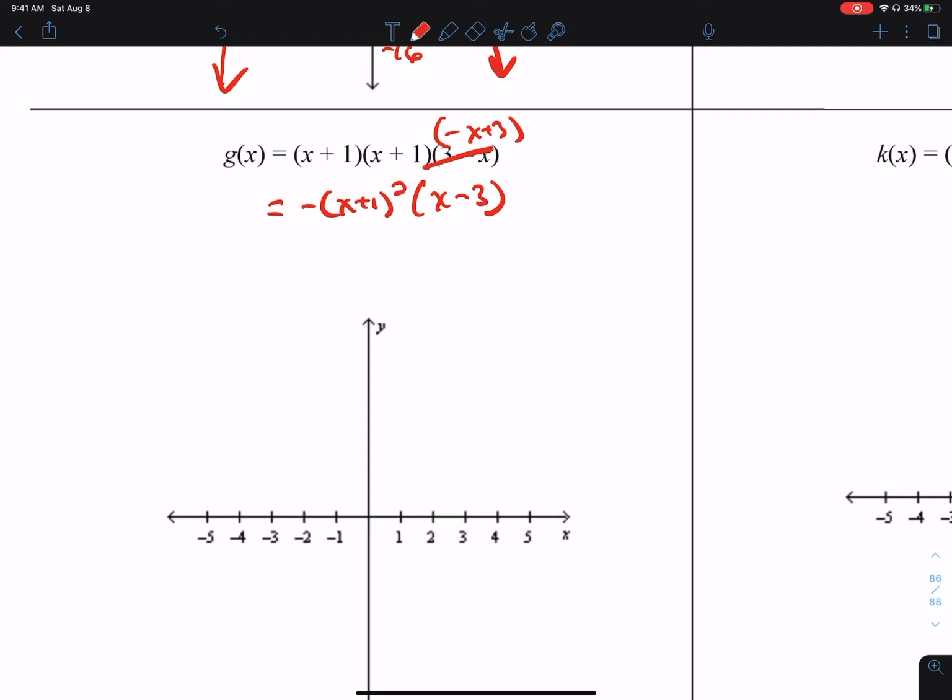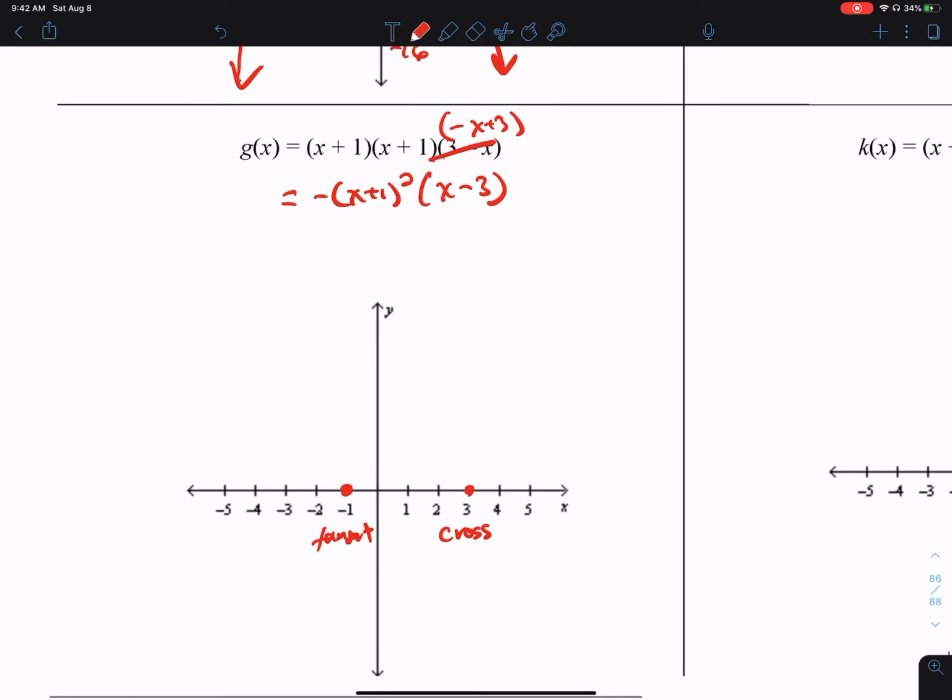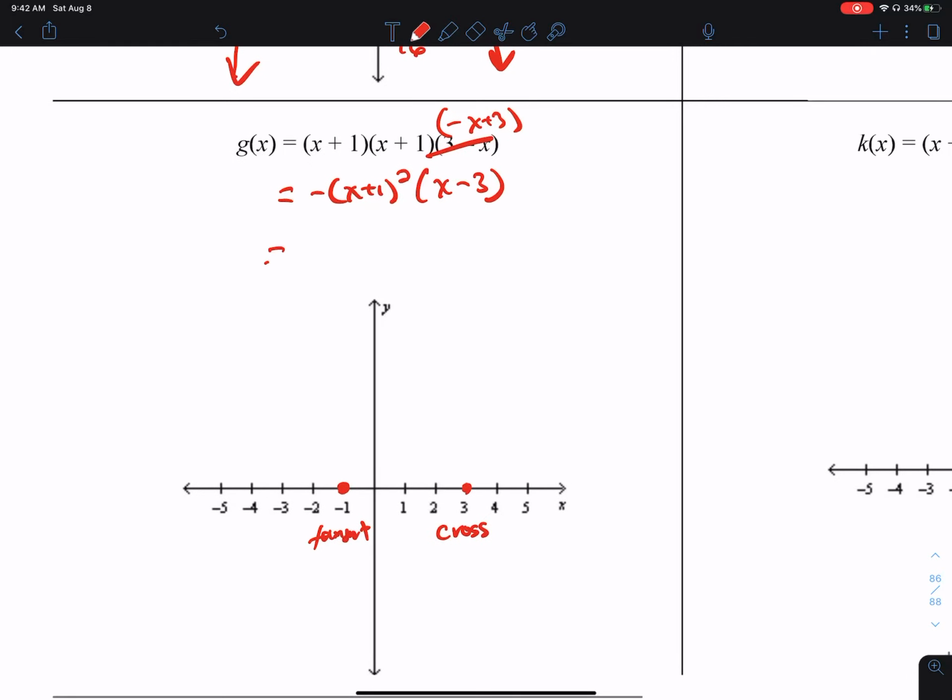So I have a zero at negative 2. I'm sorry, at negative 1. It's an even multiplicity. It's tangent. And at 3, it's crossing because it's an odd multiplicity. If I were to multiply this stuff out, I would have x times itself, because it's going to end up being squared, times another x, that's x cubed.